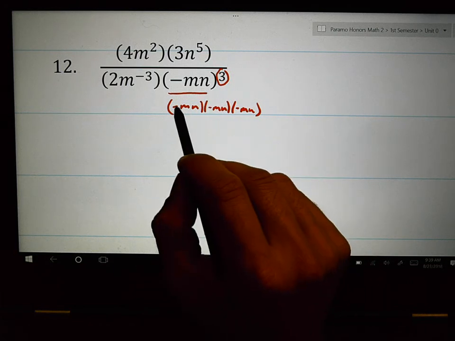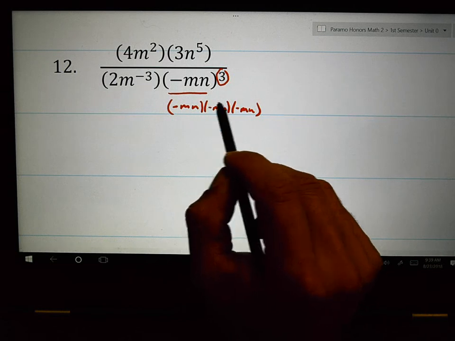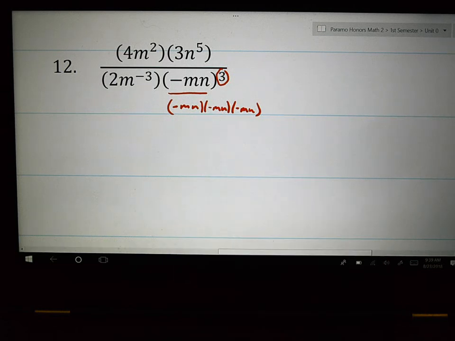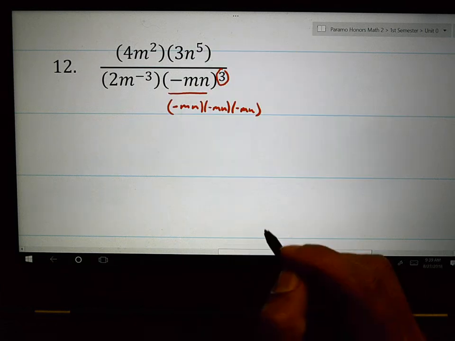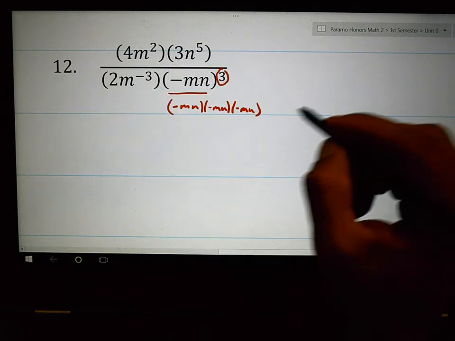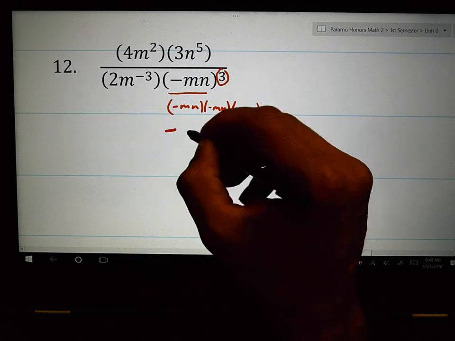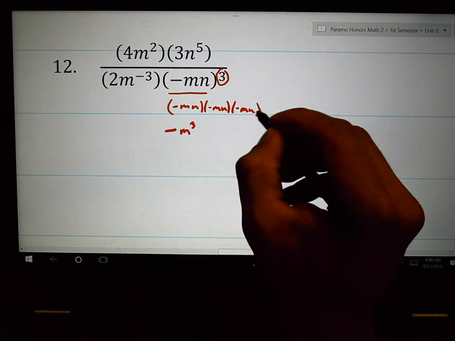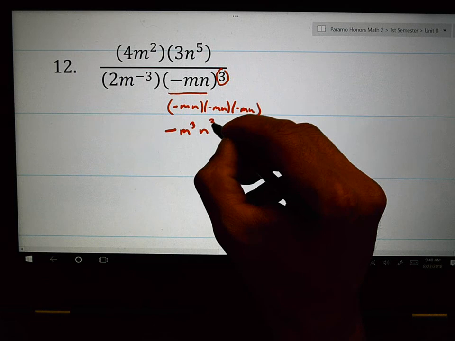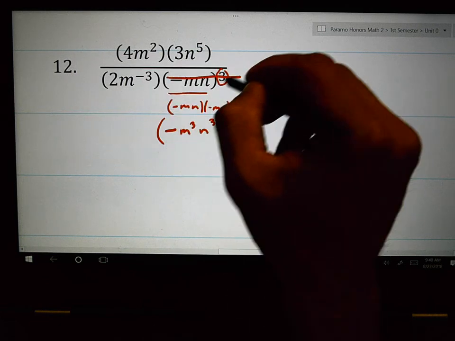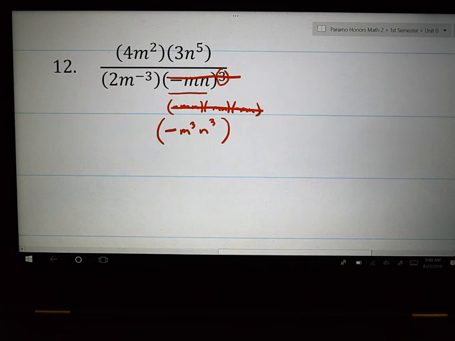I know that a negative times a negative times a negative, negative times a negative is a positive, times a negative is a negative. I know that this denominator, this piece is going to become negative. I'm just going to write it down right there. M to the third, n to the third. I'll put parentheses, and I'm going to cross that off and that off. So I know that this is in that same spot.